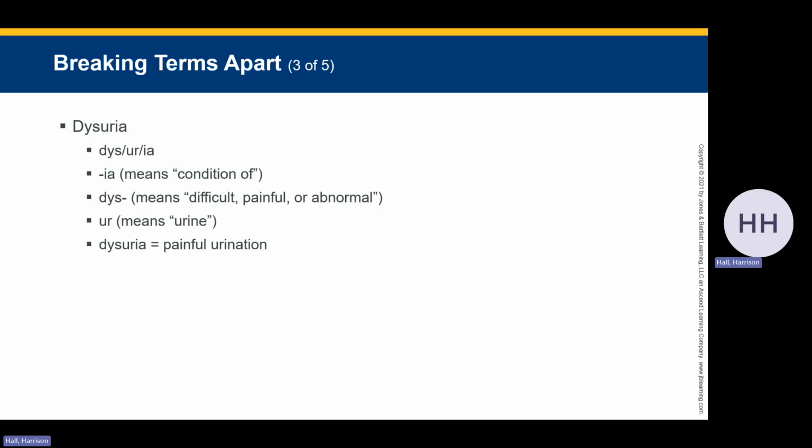Dysuria, all right, let's break that down. So this one has a prefix, a root word, and a suffix. So let's do the suffix first. IA, that means condition of. The prefix dys, right? Difficult, painful, or abnormal. UR, urine, okay? So putting all of these together, painful urination.